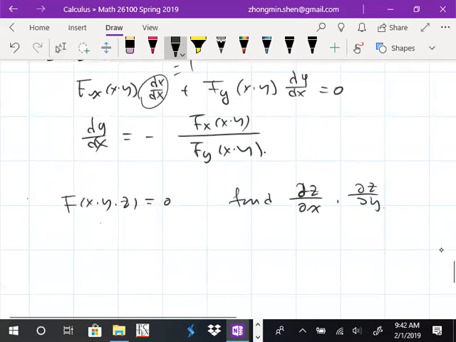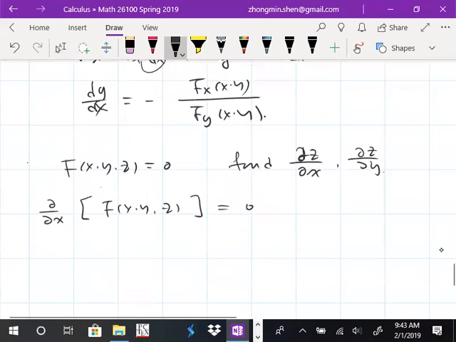In many cases, you cannot solve for z. What are you going to do? You differentiate both sides with respect to x. Y is independent of x, so z depends on x and y, but only z is a function of x. So when you differentiate that, you have to use the chain rule.